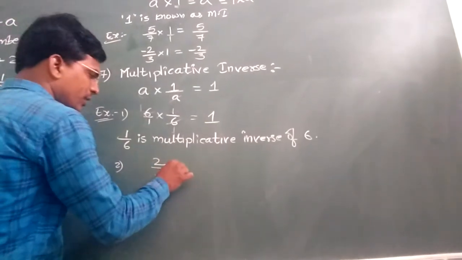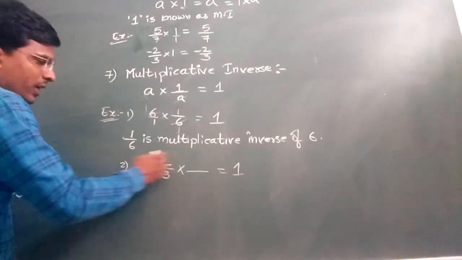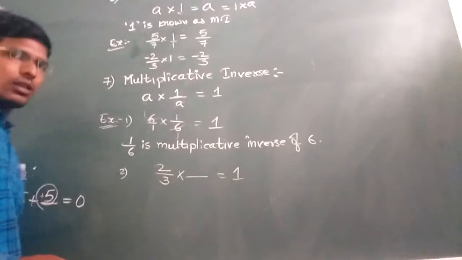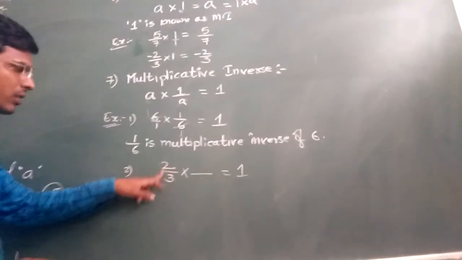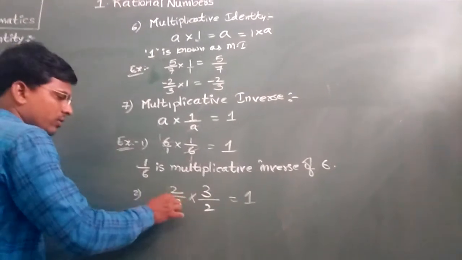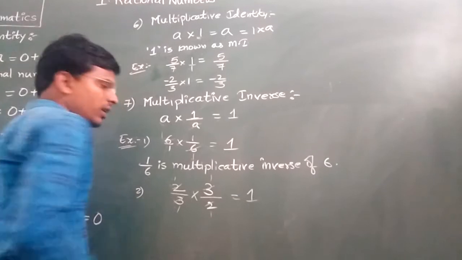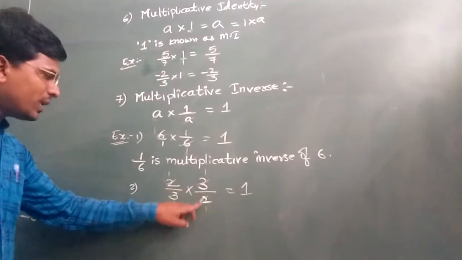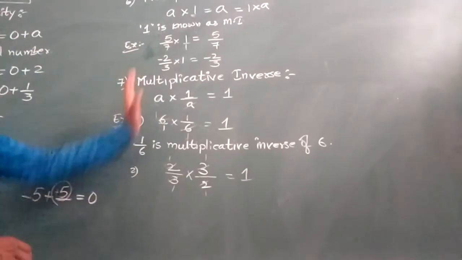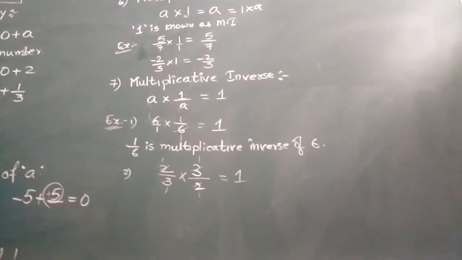One more example, if you take 2 by 3, 2 by 3 into dash is equal to 1. By what number do we have to multiply 2 by 3 to get the answer as 1? Just the reverse of this number. The reverse of 2 by 3 is 3 by 2. So 3 ones are 3, 2 ones are 2, and finally your answer is 1. So 3 by 2 is the multiplicative inverse of 2 by 3. So these are the 7 properties which are involved in rational numbers, and they are very important.